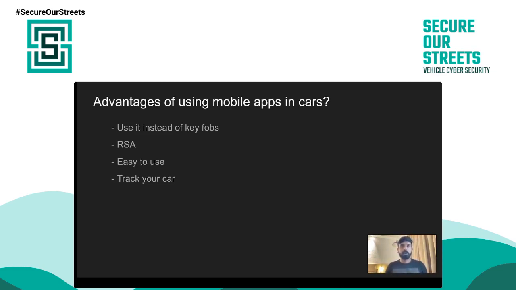If you know how to use a mobile phone, obviously you can use the mobile app as well, and track your car. You can use the navigation systems and features like finding your stolen car. That is the relationship between a mobile app and a car.